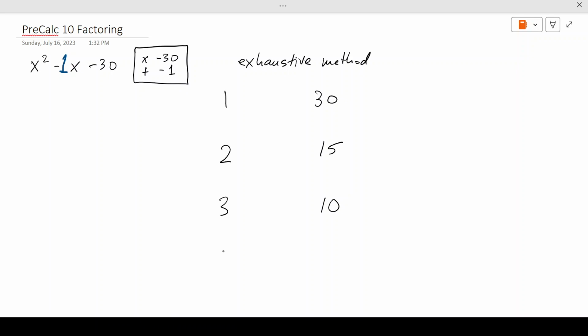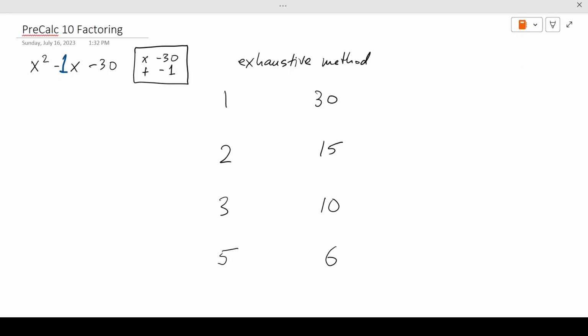What's the next one? Well, 5. 5 times what equals 30? Well, 5 times 6. And then now we're done. If we go past this, we say, what's the next one? Well, 6. 6 times what? Well, it's 6 times 5. We're just duplicating something we already have. So once we get up high enough that we start hitting a number we already have on the other side, we know that we have our list.